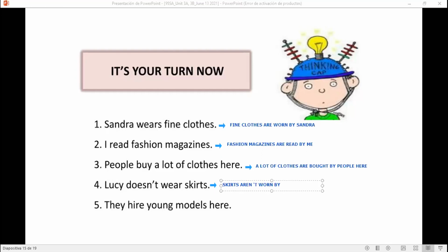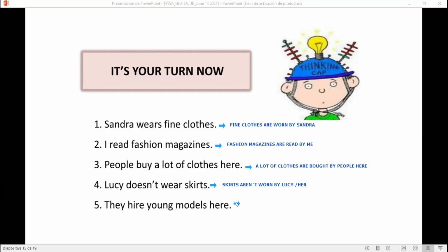¿Quién no utiliza las faldas? Lucy, her. Lucy o her, ¿no es cierto? Cualquiera de los dos podríamos ocupar. By Lucy o by her, cualquiera de los dos. Thank you, guys. Let's see the last one.